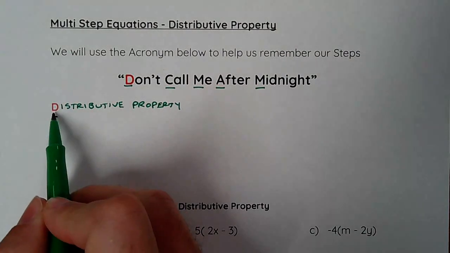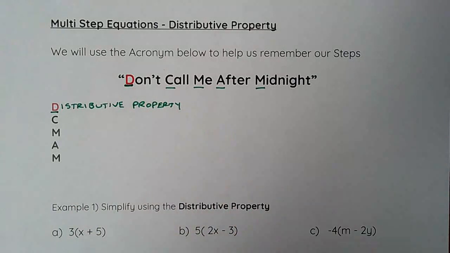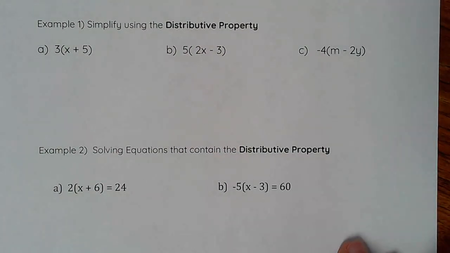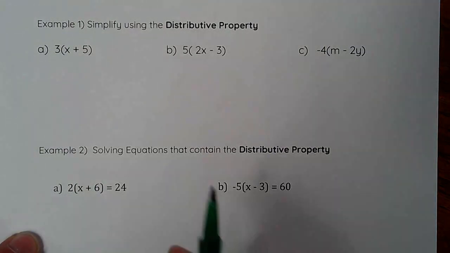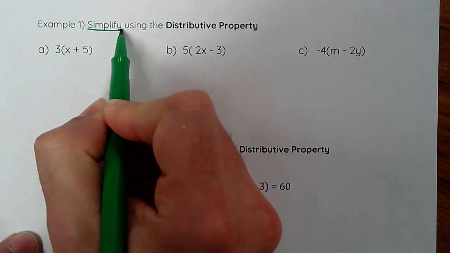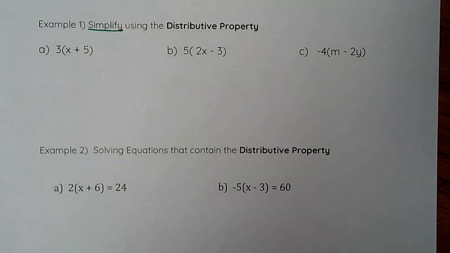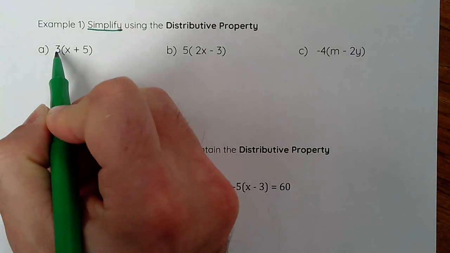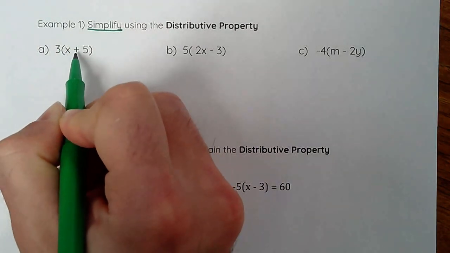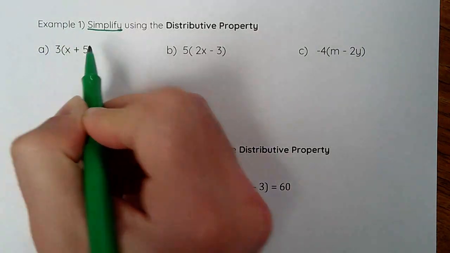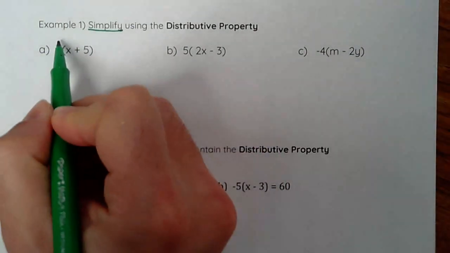So again, we're going to start at the beginning. Just as a reminder, we're going to remind ourselves of the distributive property. We use the distributive property to simplify. So we're going to simplify using the distributive property. In example 1, 3 times the quantity x plus 5. So what we're doing is 3 times everything in the parentheses.